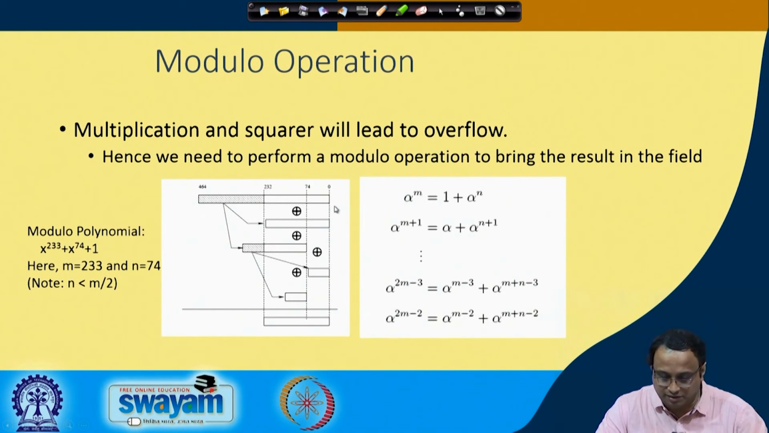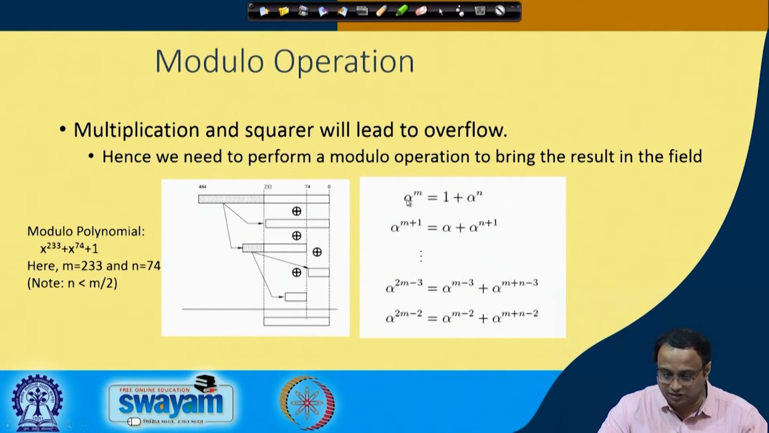I will again take the example of my Karatsuba operation. I have got the final result from 0 to 464, and I want to bring the result back to 0 to 232. So I have to look into my irreducible polynomial. In this case, the irreducible polynomial is x to the power of 233 plus x to the power of 74 plus 1. Note that 74 is in general less than n by 2. Now if I want to do this reduction, a very common way of doing that is to replace x to the power of 233 by x to the power of 74 plus 1.